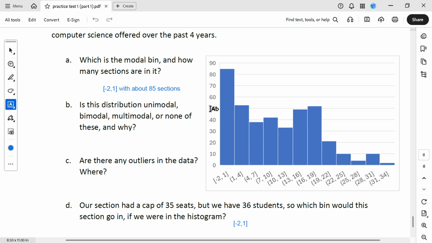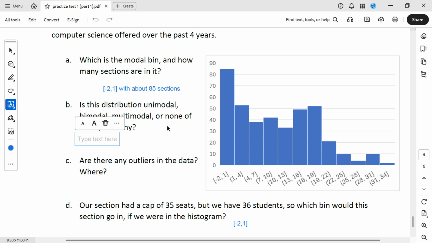So apparently most sections are filling up, or not most, this is not the majority, but it's what we call a plurality. The most popular thing that can happen is that the section pretty much fills up and then maybe even gets overloaded, or maybe only has one seat left. Is this distribution unimodal, bimodal, multimodal, or none of these? If you want to say unimodal or bimodal, that would be fine. This little peak here is too close to its neighbors to really call it a peak.